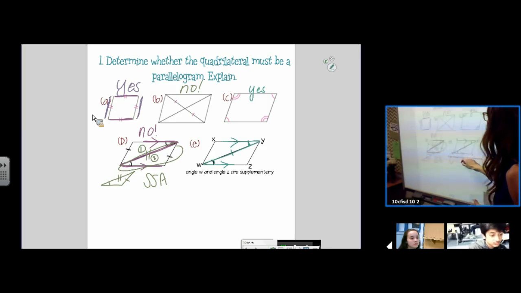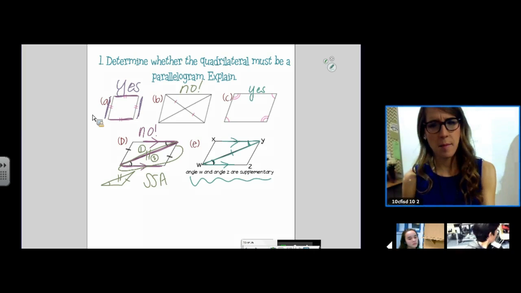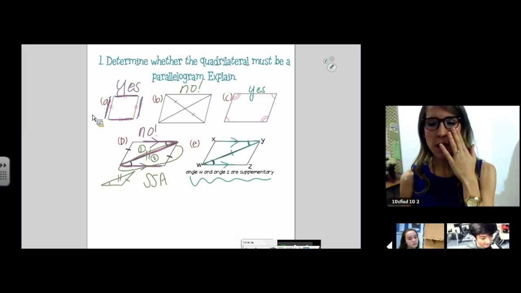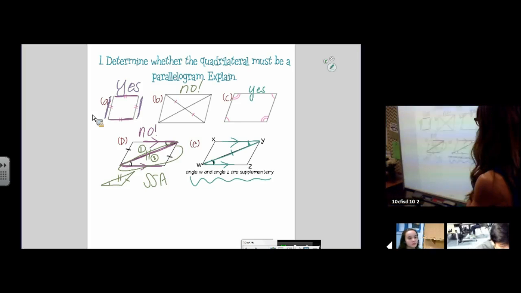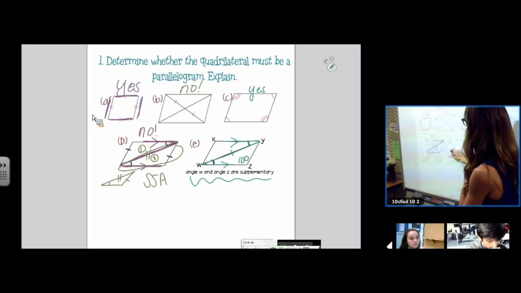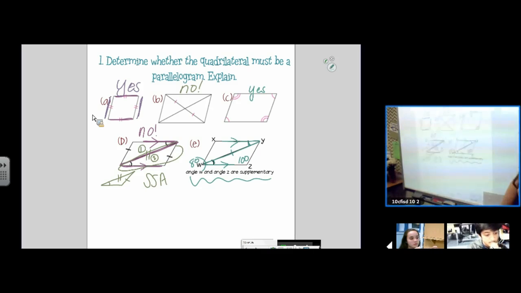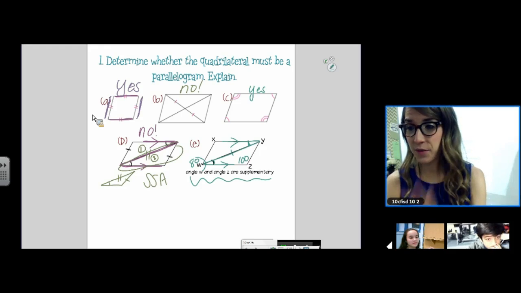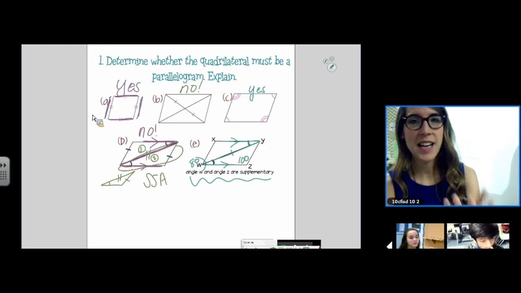Now, angle W and angle Z are supplementary. Now, I can't mark anything on my picture that means supplementary. So when I get information like that, I usually make up numbers. So let's say I make up that this one's 100 and that this whole angle is 80. What else can I do now though? Good. I was afraid that you were going to say Y is also 80 because opposite angles are congruent.